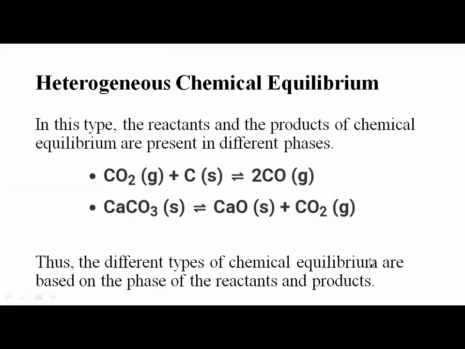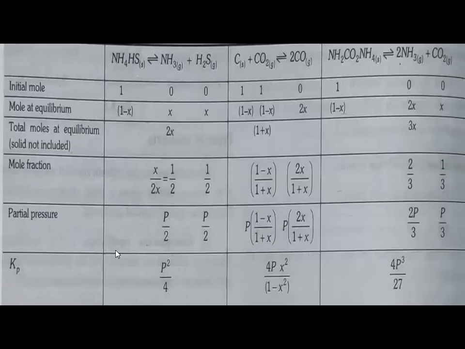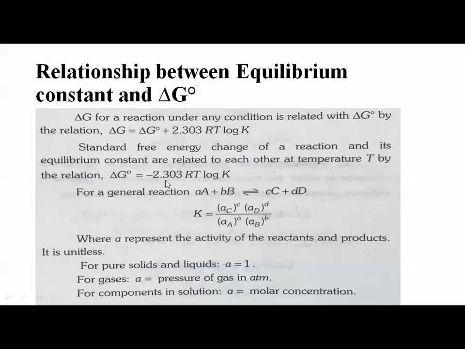Thus, the different types of chemical equilibrium are based on the phase of the reactants and products. You can see this is for heterogeneous chemical equilibrium. All are examples of it. And please remember only the Kp equations. So Kp for such an equation is P square by 4. Here we do not calculate delta N because it is only for gaseous species, right? Here it is 4 into P x square by 1 minus x square, and 4P cube by 27.